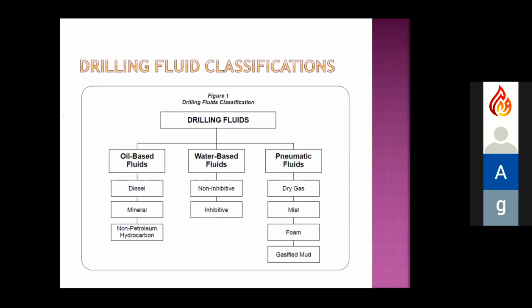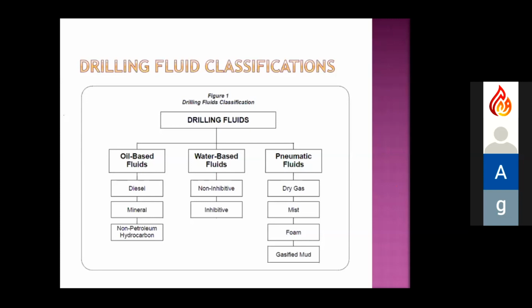For oil-based, the type depends on the base fluid. The base fluid is from diesel, sometimes mineral, or sometimes non-petroleum hydrocarbon. We use mineral or non-petroleum hydrocarbon for environmental reasons. For example, in offshore we use mineral oil, but onshore we usually use diesel. This also depends on the client and the area where you drill.